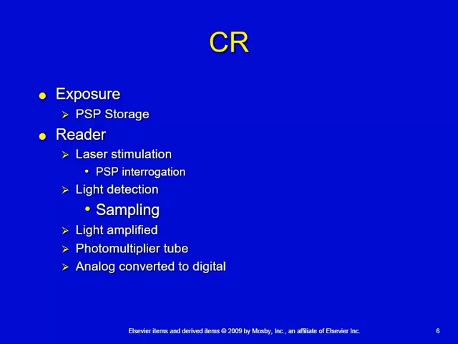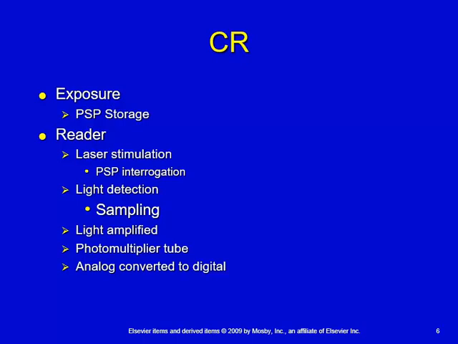So you get interrogation of the PSP plates, you get light detection with the sampling. Light is amplified, it's fed into a photomultiplier tube, and then it goes into an analog to digital converter. With the A to D converter, the signal is digitized, manipulated, fed through the lookup table, and displayed on the monitor.